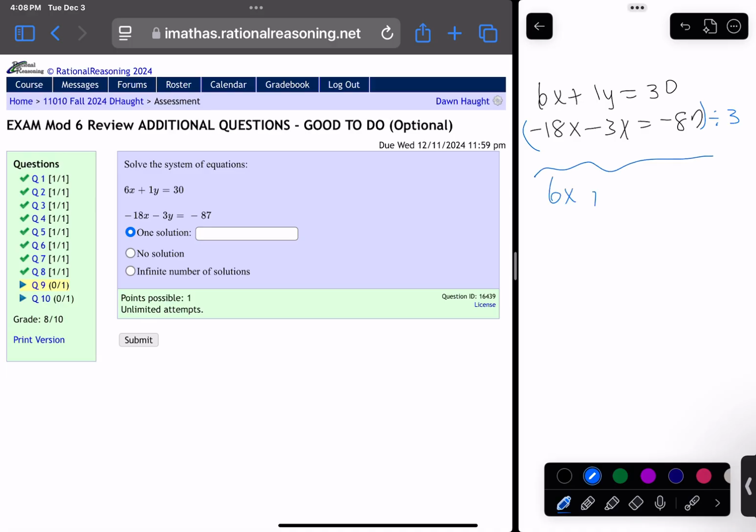Okay, so when I do that, I'm not touching currently my top equation. But if I divide everything by 3, I get negative 6x minus y equals negative 27. I'm sorry, that's not correct.